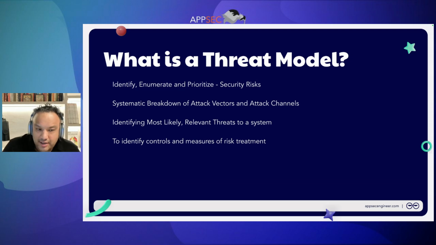So what is a threat model? It's basically a systematic process of looking at a system, breaking it down, identifying threats to that system, and then identifying countermeasures, and also, of course, validating whether countermeasures already exist against that system. That's really what a threat model is. In my view, and I keep saying this everywhere I talk about threat modeling, a threat model is basically a blueprint of your security program.